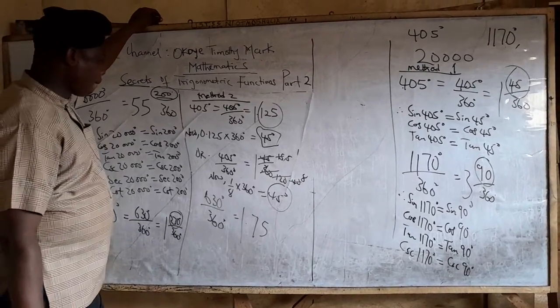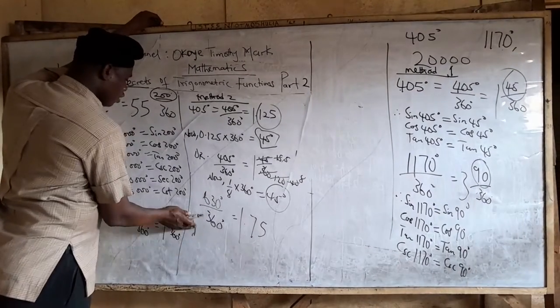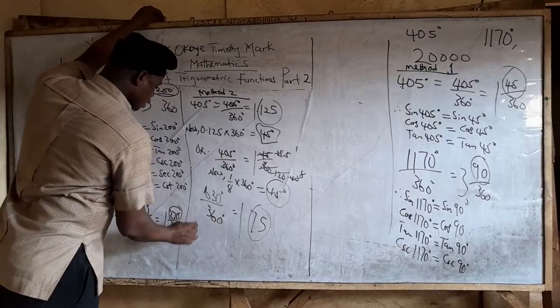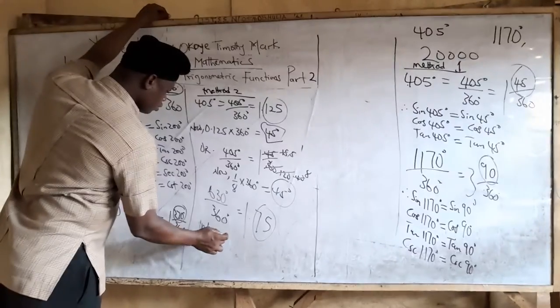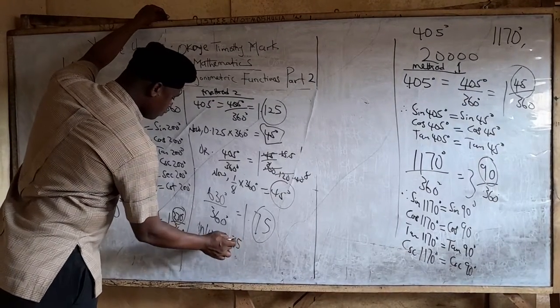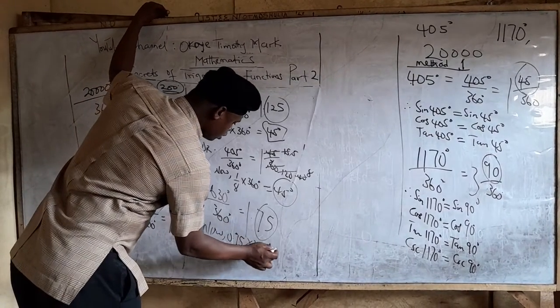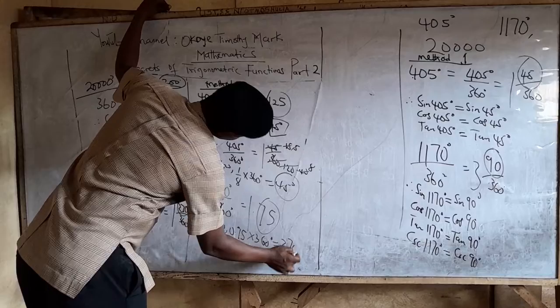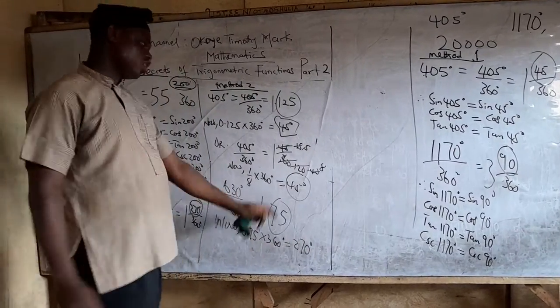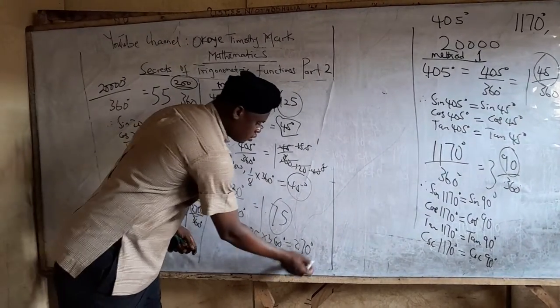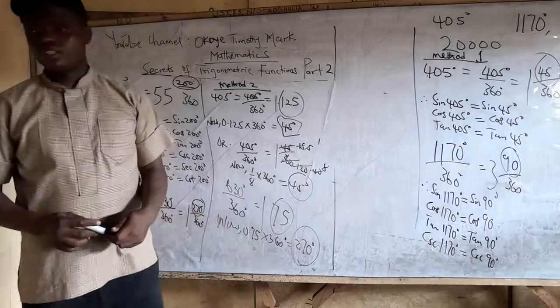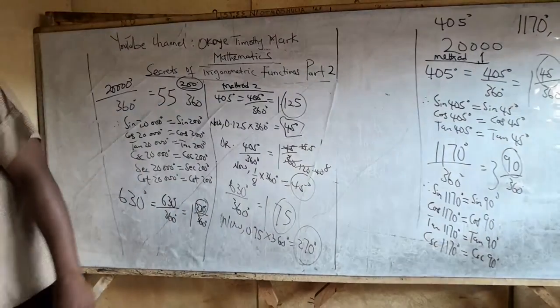1.75. Or you do it this way. Now, pick the decimal part. 0.75 times 360 degrees will give you 270 degrees. So that is the angle you pick. So everything about 270 degrees is for 630 degrees.